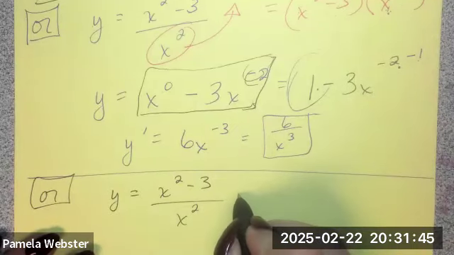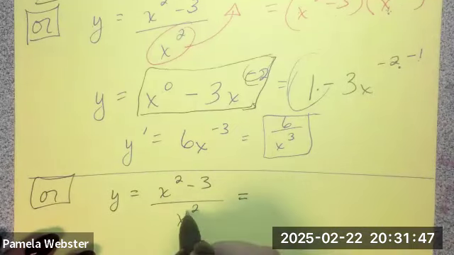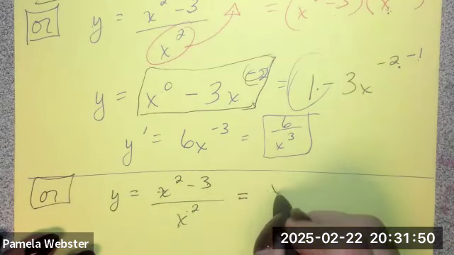Okay, so here's another way I could rewrite this. Both of these numbers on top get this exponent or get this denominator, right?